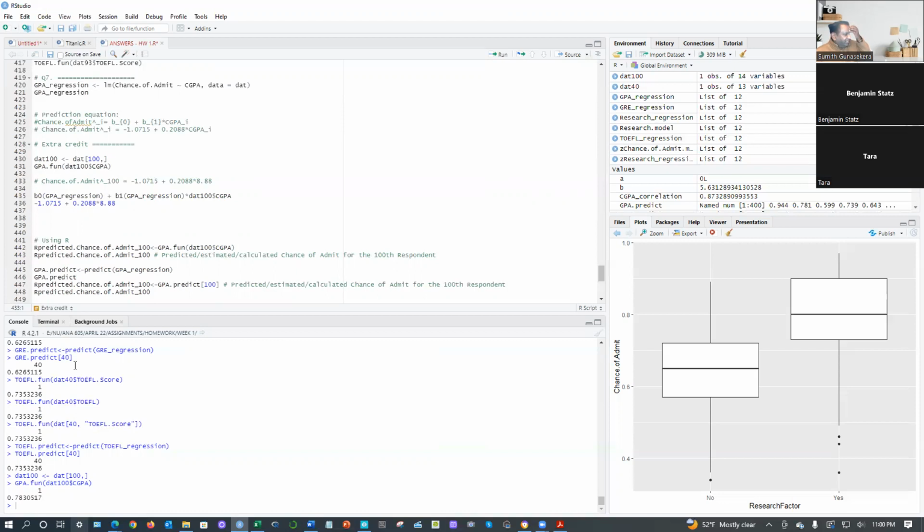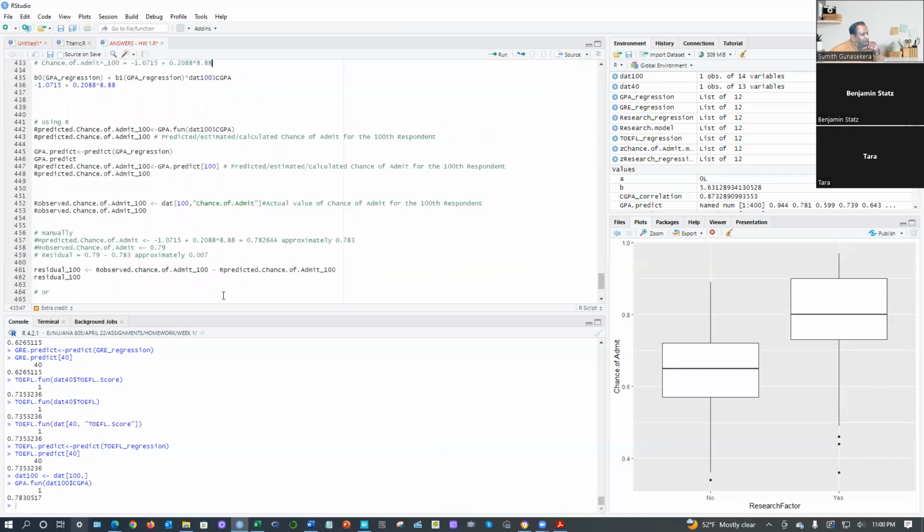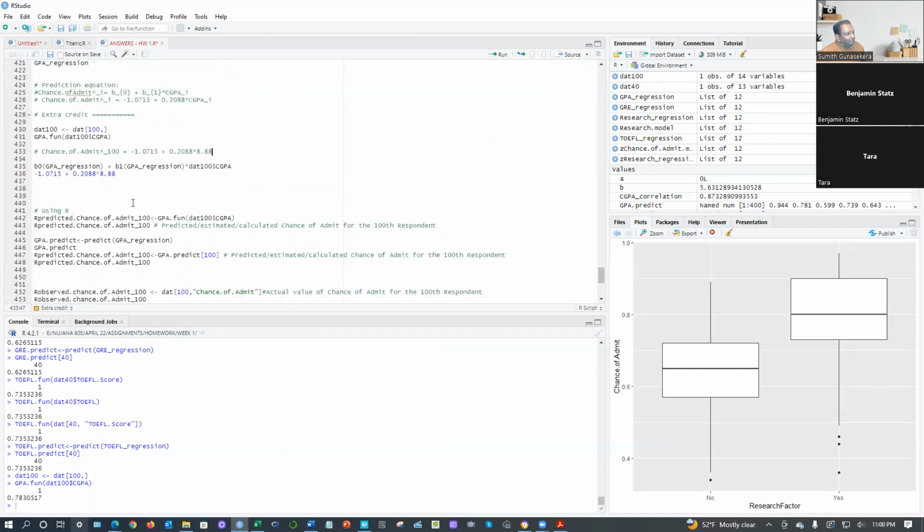I go to the GPA. CGPA is the best model. From the best model, you're going to calculate the 100% chance of admit. So look at chance of admit for that in my model, hat estimated value. At 100%, GPA value.